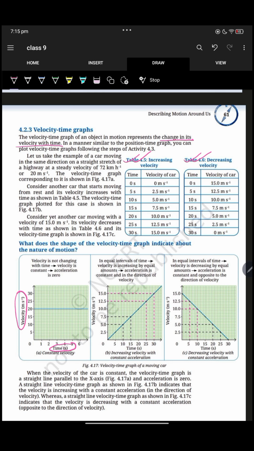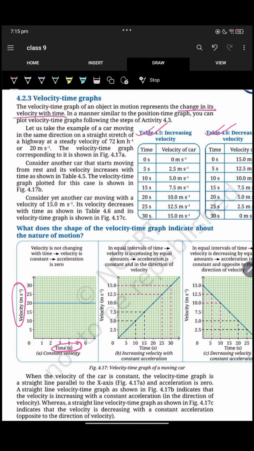If you see, the plot is actually parallel to the x-axis. That is, it is parallel to the time axis. That means with time, the velocity is not changing. That means velocity is constant. So for that case, if velocity doesn't change with respect to time, we can say there is no acceleration. So acceleration is 0.